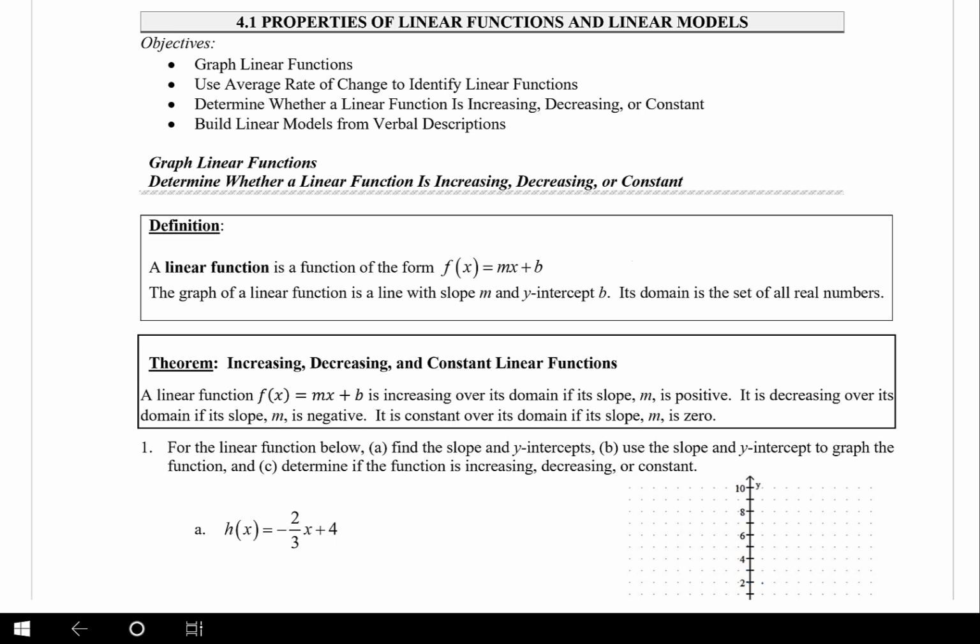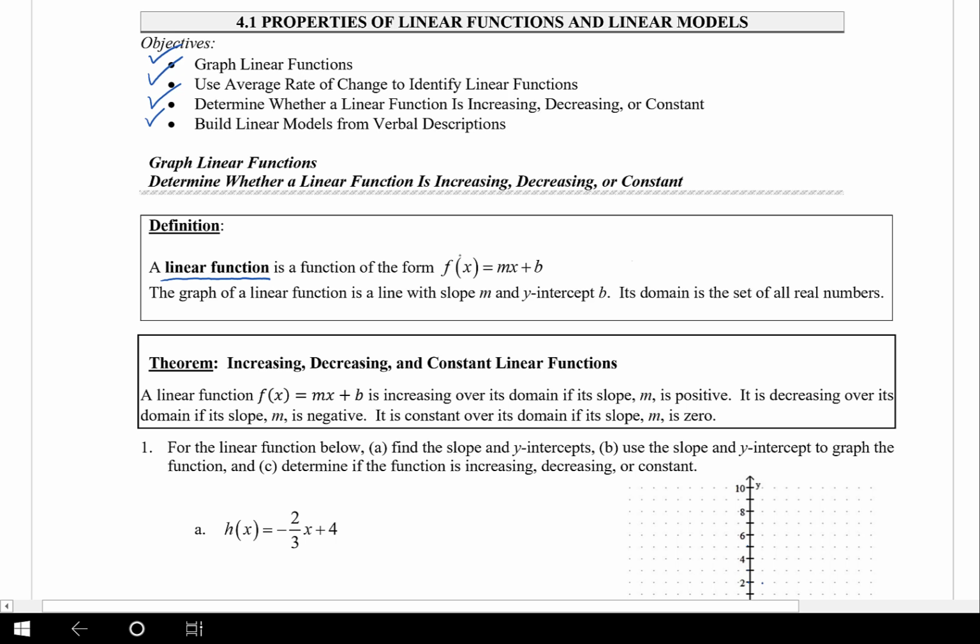All right, this is section 4.1 on properties of linear functions and linear models. We're going to graph linear functions. We're going to use average rate of change to identify linear functions, determine whether our linear function is increasing, decreasing, or constant, and build linear models from verbal descriptions. All right, let's get started with this.